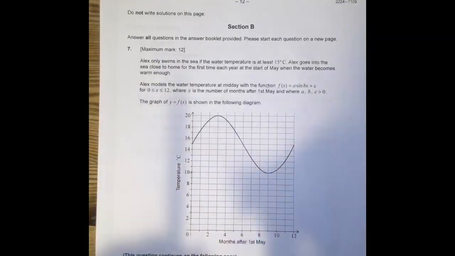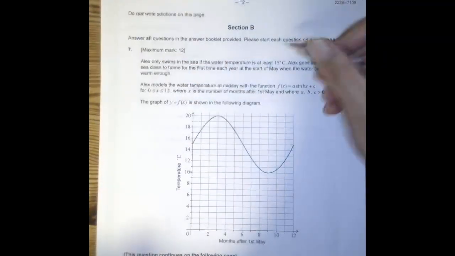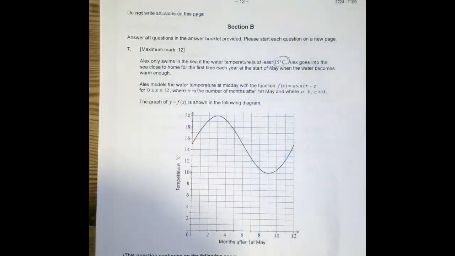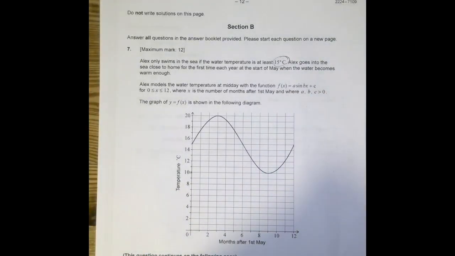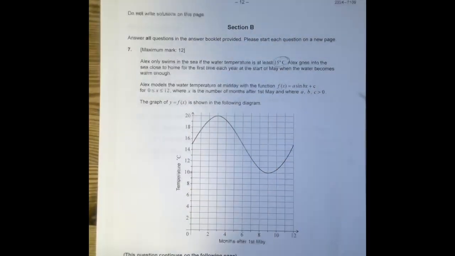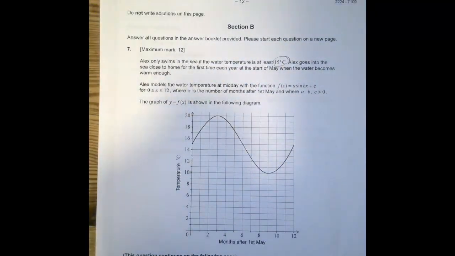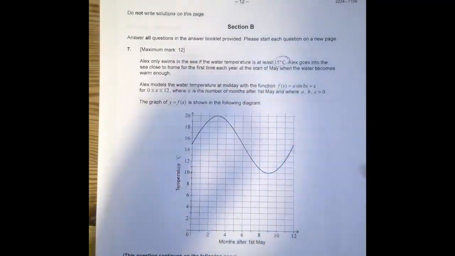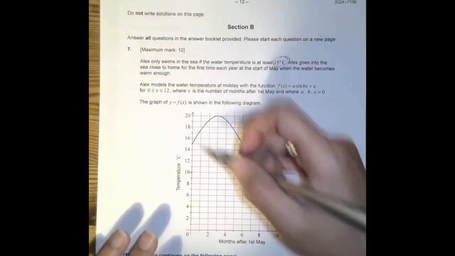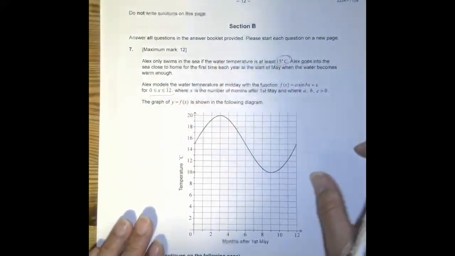This is a story about Alex going to swim in the sea, and it has to be 15 degrees. 15 degrees is too cold to me, so Alex is pretty strong. And yeah, we need to see if this is warm enough in May, at the start of May. So this is the 1st of May, we got this function here. And we got all the information, a model from 0 to 12. So the question is on the next page.